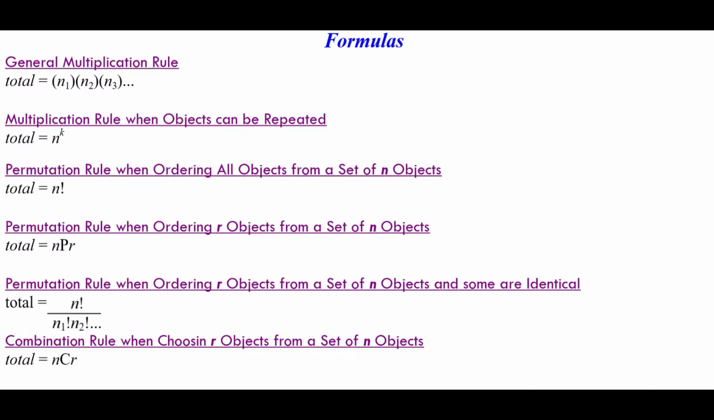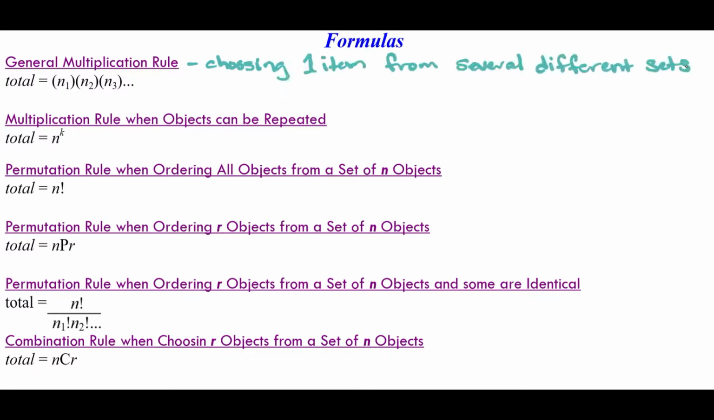All right, so taking a look here, we've got some just general formulas. Most of these formulas are just different versions of the first formula, which is called the general multiplication rule. So if we're trying to find the total number of ways that we can choose from a number of different sets, this is choosing one item from several different sets.